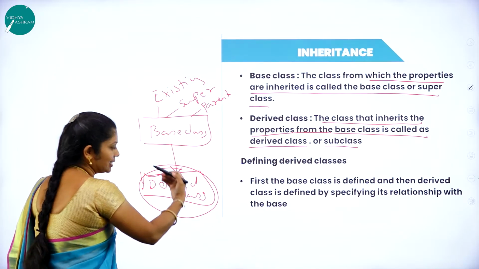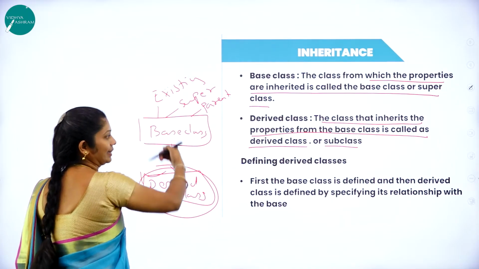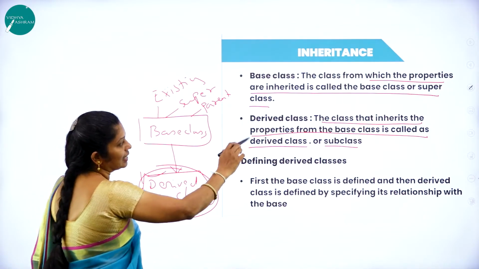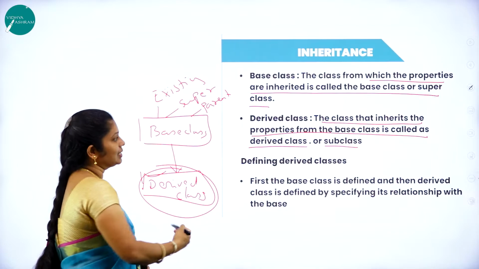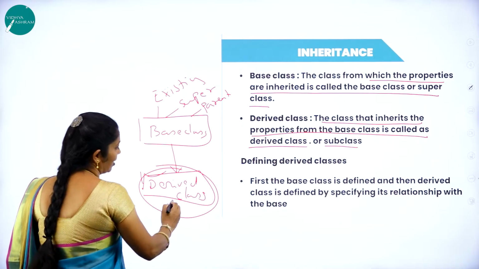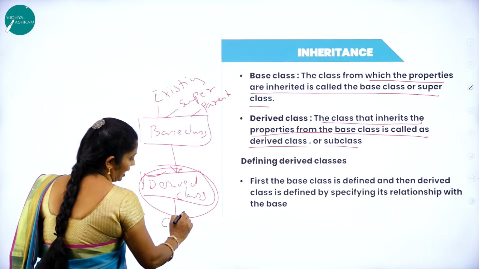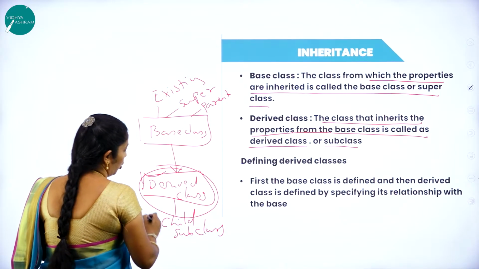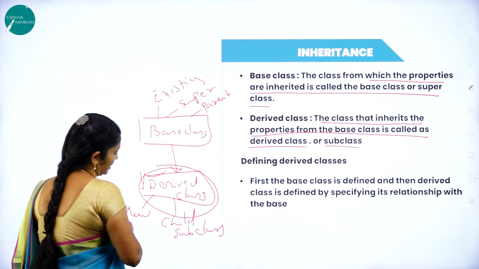This derived class has the capability to acquire, or take, the properties from the base class. That is, it inherits the properties from the base class. This derived class can also be called the child class, or we call it subclass also, or new class also we can say here.